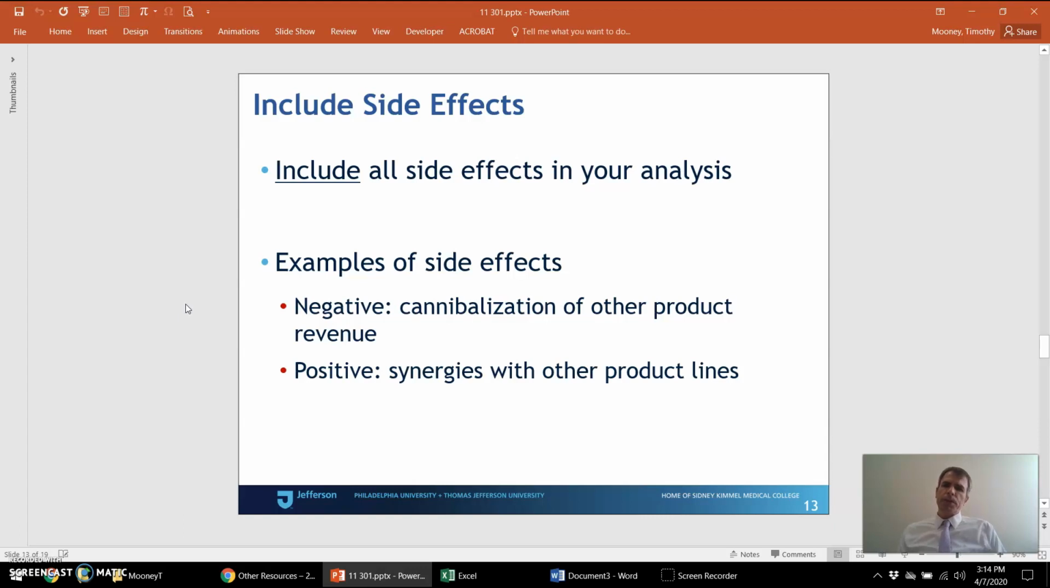Side effects are more straightforward, include incremental side effects, right? So positive side effects and negative side effects. Negative side effects would be an example, the latest iteration of smartphones is a good example, right? When Apple comes out with their latest generation of their iPhone, whatever that is right now, right? Sales of the previous generation decline. That's a negative side effect, right? If I come out with a 6-bladed razor, sales of my 5-bladed razors are going to decline if I'm a razor manufacturer, right? So those are negative side effect examples.